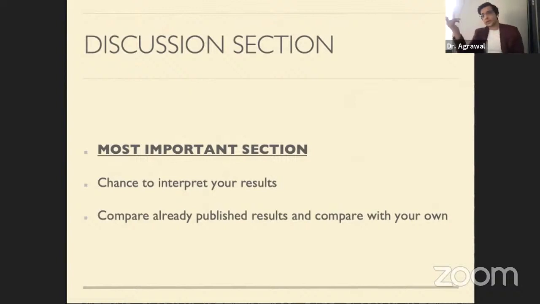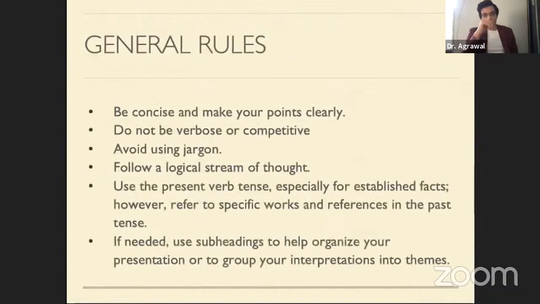So while your results section is about objectiveness, about cold hard facts, here is where you can apply those cold hard facts in the real world, depending on what has been done before, what is new, and how it's going to change people's work in that particular field. Yeah.